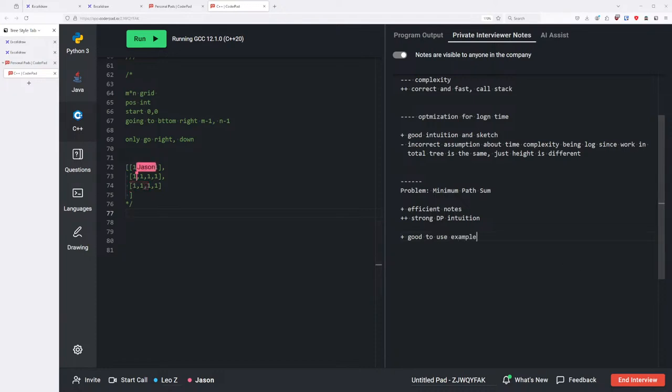So we're starting from here, going to the bottom right. Let's make some numbers here. Let's say this is 2. Let's add some zeros. Something like that.